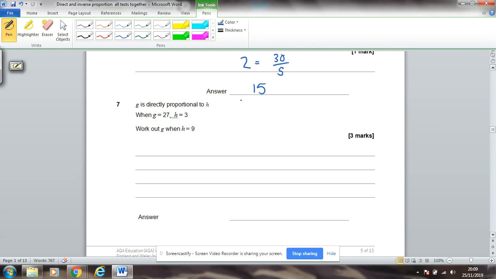G is directly proportional to H. We should be hopefully quite comfortable with this, but if you've forgotten, G is 27 when H is 3. Again, we're looking at direct proportion, so we're going to get H to be 1 by dividing by 3, and whatever you do to that side, you do to this side, which gets you 9. And we're wanting H to be 9, which means I'm going to times that by 9, which gets me 81. So the answer for that one is 81.